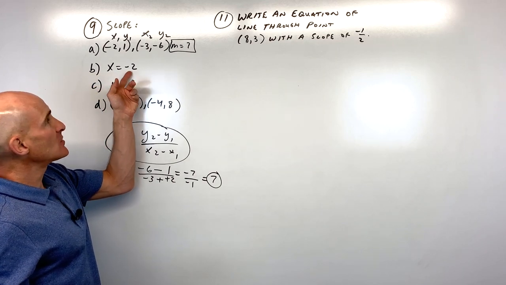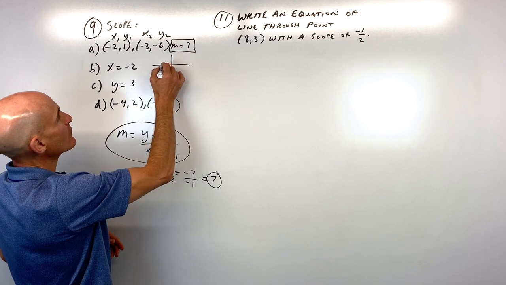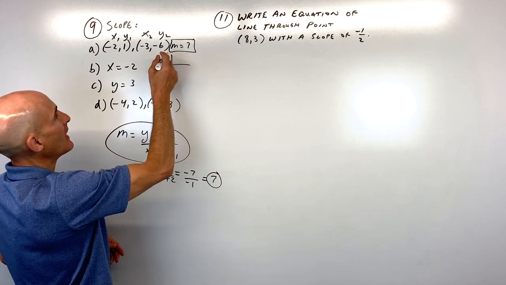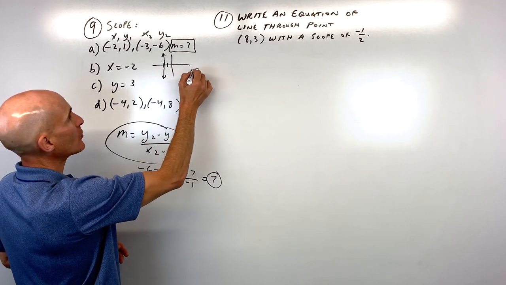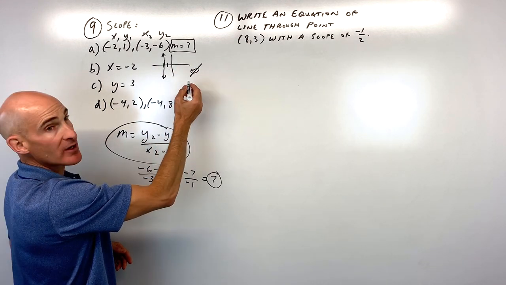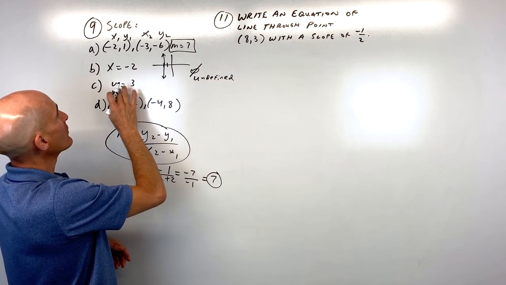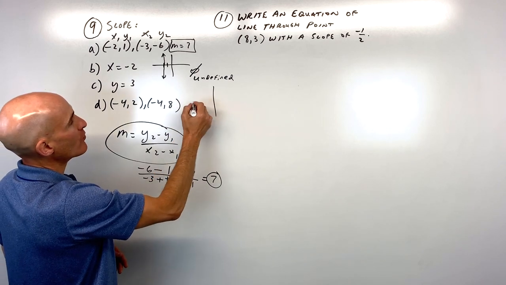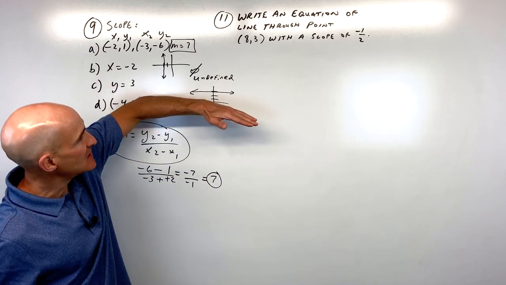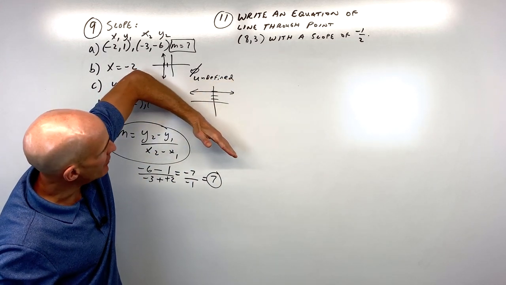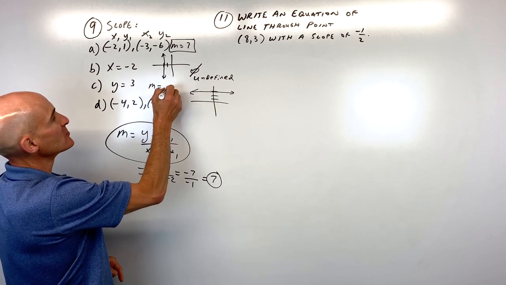For letter B, x equals negative 2. Remember, we talked about graphing earlier. X equals lines, these are vertical lines. And vertical lines actually have an undefined slope. So you can either write the word undefined, or you can draw this 0 with a line through it. I'm just going to write undefined. For letter C, y equals 3. Remember, y equals lines, we talked about our horizontal lines. And you can see it's not going up to the right, it's not going down to the right, it's not negative, it's horizontal, it's a slope of 0. So we're going to write m equals 0.